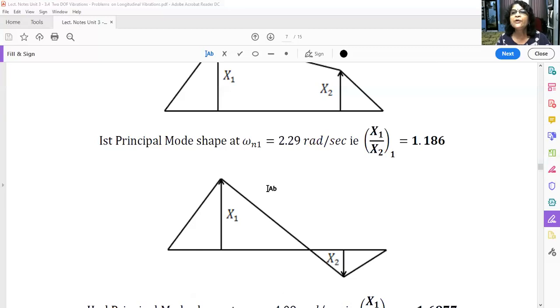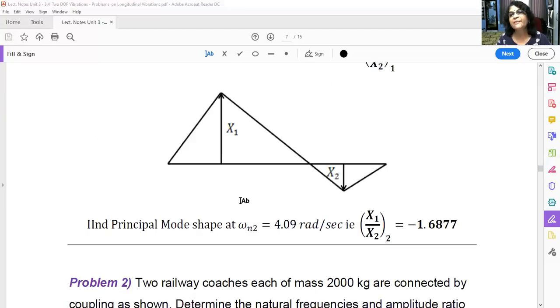Now consider the second principal mode shape diagram. Its natural frequency is 4.09 radian per second. And every point on the system will vibrate with this natural frequency. Now your value of mode shape is minus 1.687. Minus means the displacements of the masses are in the opposite direction. That means if this mass is moving towards left, this mass is moving towards right.